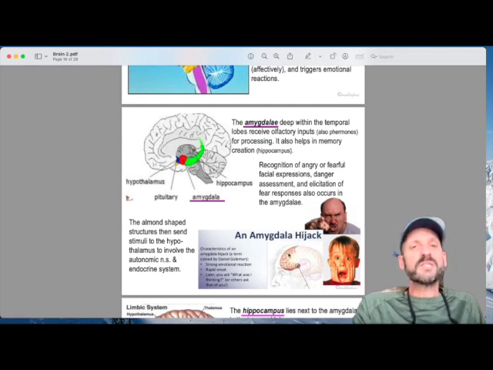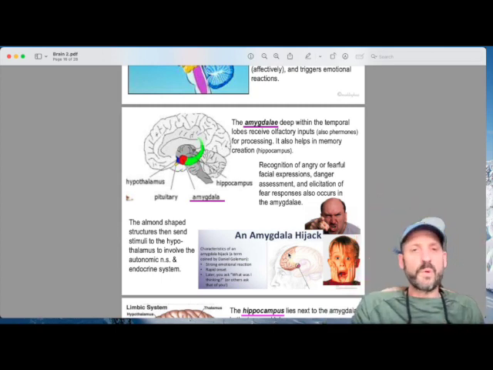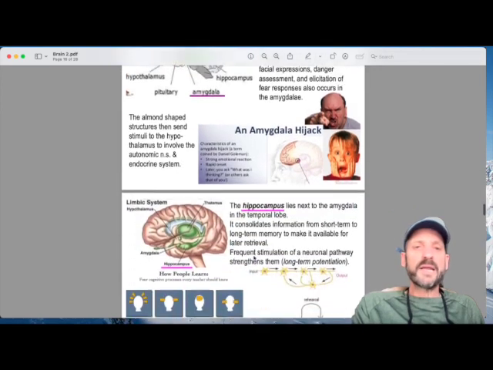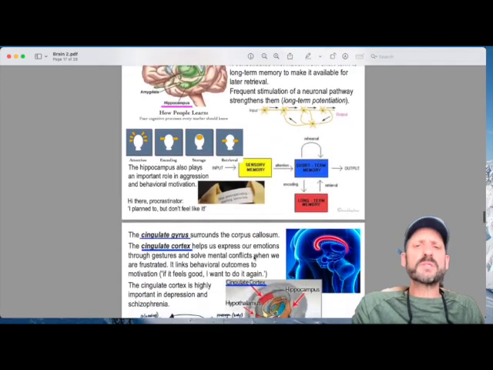So those are areas deeper inside the brain. Again, they're not necessarily conscious, they're more subconscious behavioral things, and more limbic system.